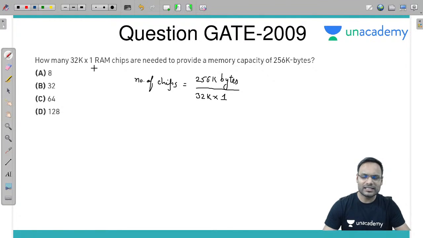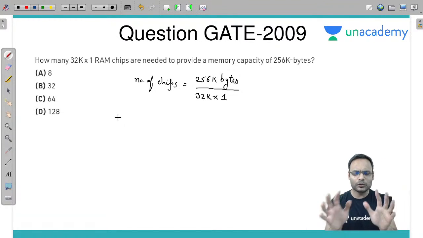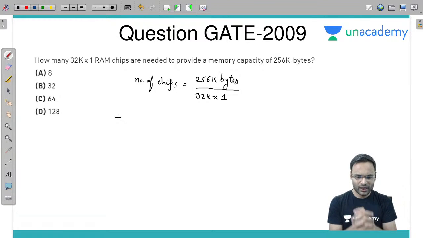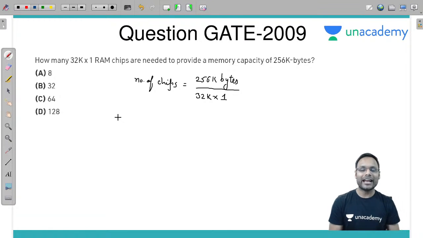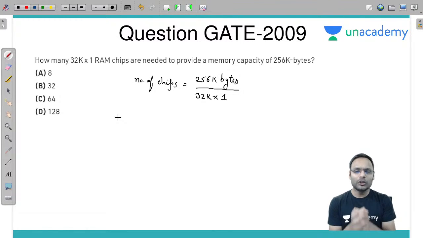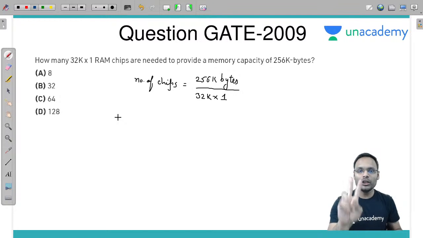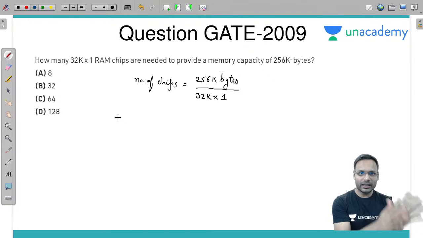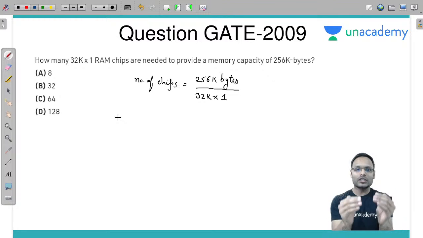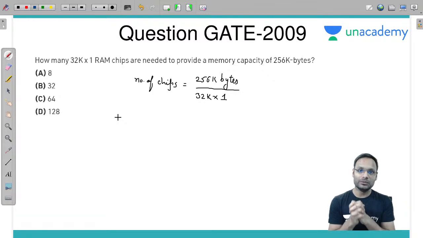If you did not understand this, I will give a simple example and you will understand. I will give you a very simple example. Suppose you want to construct 8 GB of memory, but you have memory chips of only 2 GB each. You have a 2 GB chip and you want to construct a memory capacity of 8 GB. What should be the number of chips required?